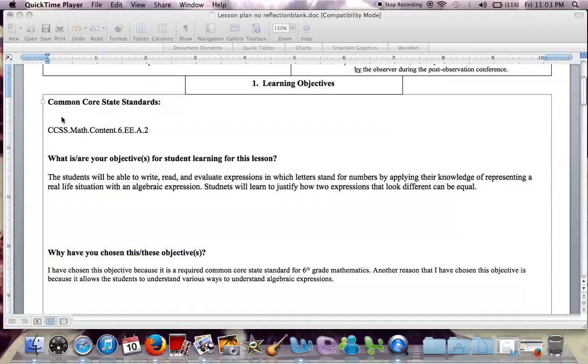I chose CCSS Math Content 6.EE.A.2 for my Common Core State Standards. The objective for my students to learn in this lesson is that the students will be able to write, read, and evaluate expressions in which letters stand for numbers by applying their knowledge of representing a real-life situation with an algebraic expression. Students will learn to justify how two expressions that look different can be equal.